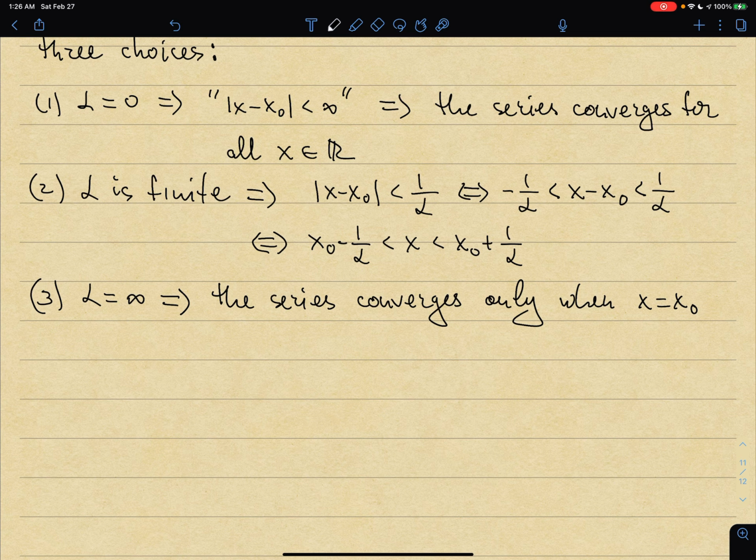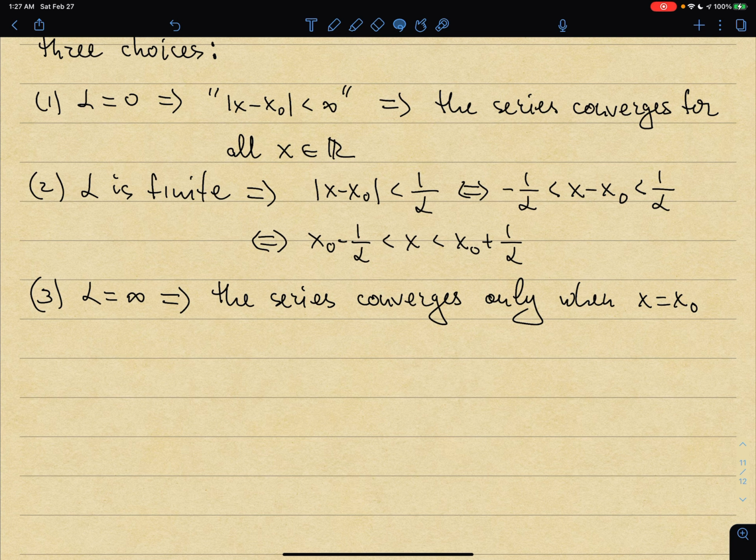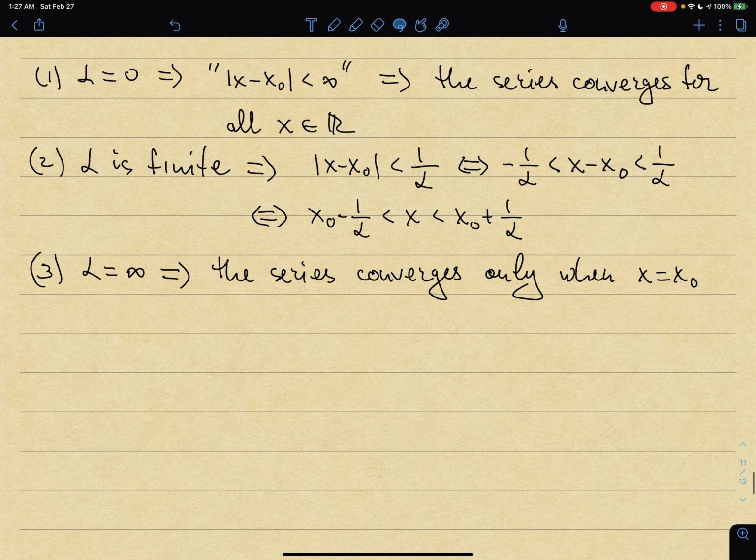Okay, so what can we observe from this? It is possible that the series converges for all x, or I can go from x0 up or down by any amount I wish. Or I'm in situation number 2, where I can go from x0 up or down by 1 over alpha. Or I'm in situation 3, where I can only go from x0 up or down by the amount 0. So then we'll use the following terminology, because we can go from x0 up or down by the same amount in all 3 cases.